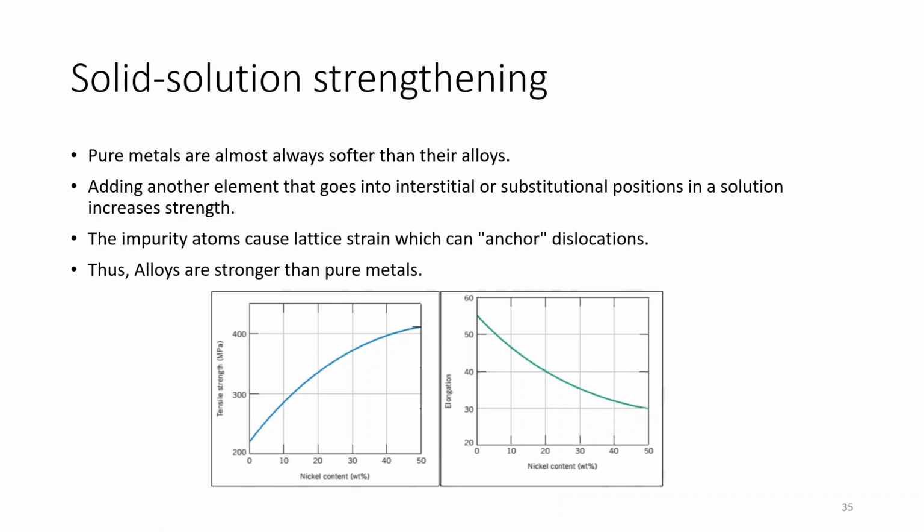Next is solid solution strengthening. In this case, pure metals are almost always softer than their alloys.